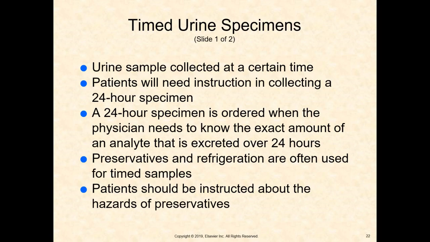The preservatives and refrigeration are often for timed samples. You're going to have to check with the laboratory if you're not sure what type of preservatives should be used. If it's not collected correctly, the lab will reject it and the patient has to recollect a urine for 24 hours. That's not a very popular process with the patient to begin with, and to have to do it twice is very undesirable for them.